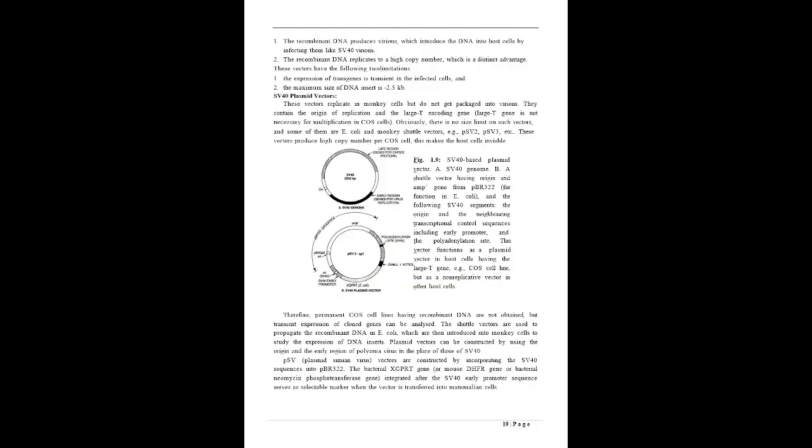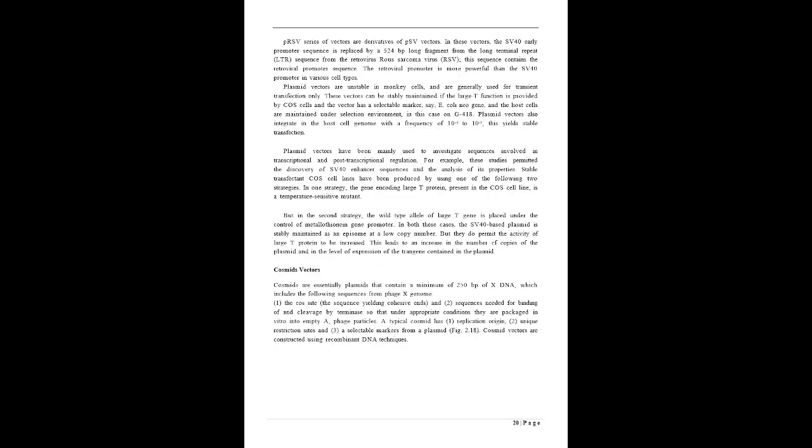Okay, so that is a lot of information about the SB40 plasmid vectors. Let's talk a little bit about the cosmid vectors. So, what are cosmids? Cosmids are natural essential plasmids that contain a minimum of 250 base pairs of the DNA, which includes the following sequences from the phage genome.